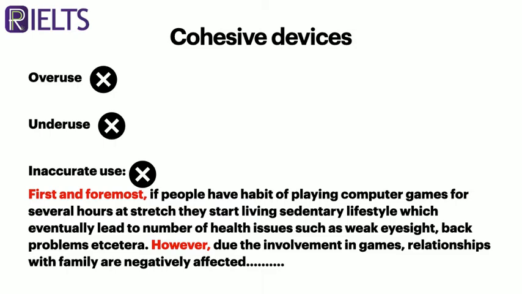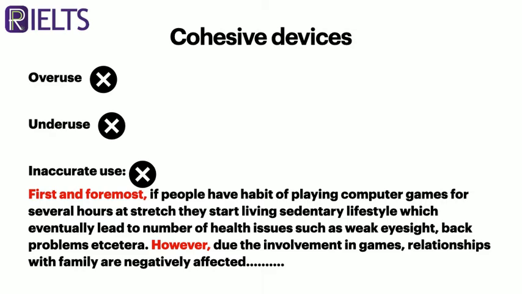So here I have given an example. First and foremost, if people have a habit of playing computer games for several hours at a stretch, they start living a sedentary lifestyle, which eventually leads to a number of health problems such as weak eyesight, back problems, etc. However, due to involvement in games, relationships with family are negatively affected. So after 'however', I am giving one more point to prove that playing computer games is not good, right? But 'however' is used to give some contrasting or opposite kind of information. So this is a wrong use of a cohesive device.